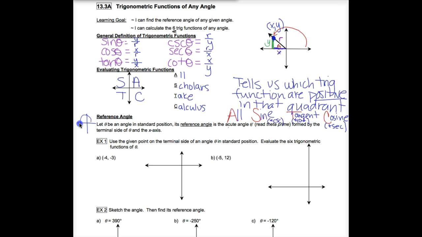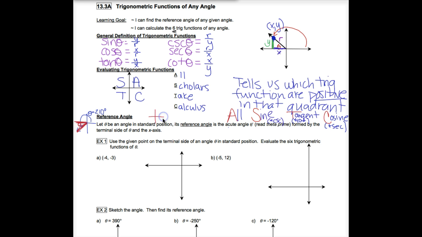Let's say that this is my angle theta, and let's say that that's 210 degrees or something like that. If my theta is 210 degrees, my reference angle, my theta prime, is the acute angle formed by the terminal side of theta. So here's my terminal side. I'll draw it a different color. And the x-axis. Here's the x-axis. So the angle formed by those two would be right here. So here would be my reference angle.